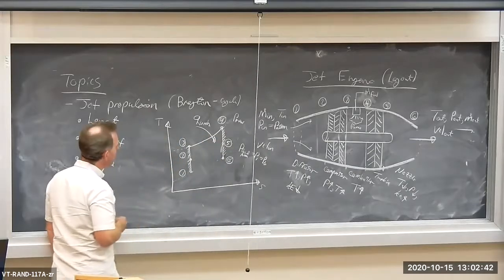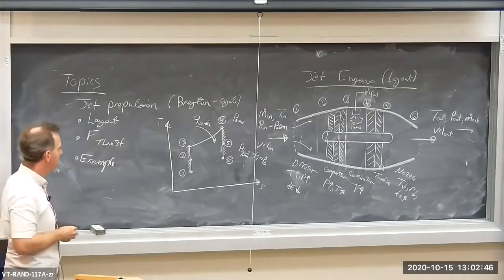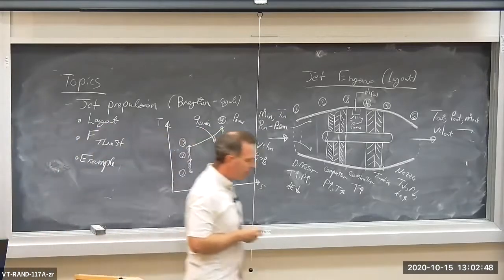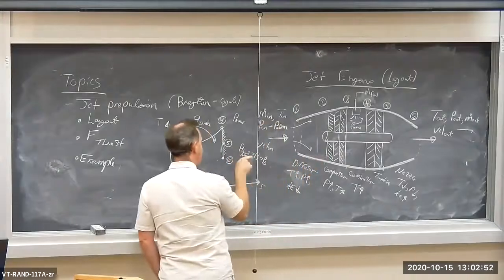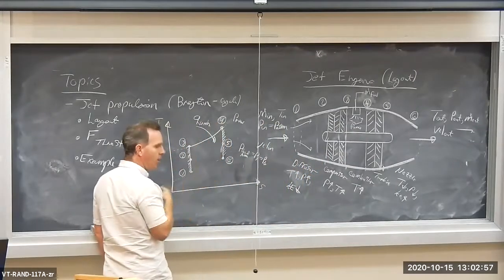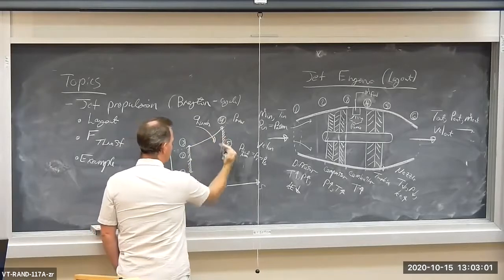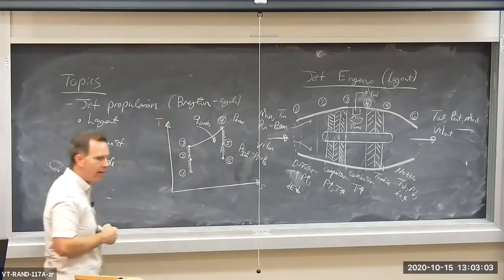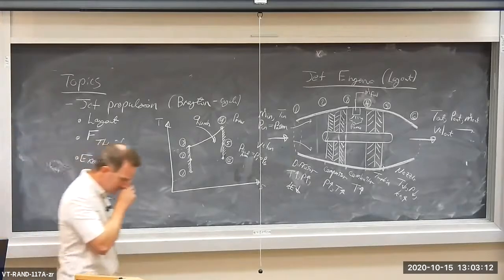So this is the TS diagram for an ideal jet propulsion cycle. If the compressor, the turbine, the nozzle, and the diffuser are not ideal, in other words they are irreversible, then all of these process curves would have some sort of positive delta S. But let's keep things simple.